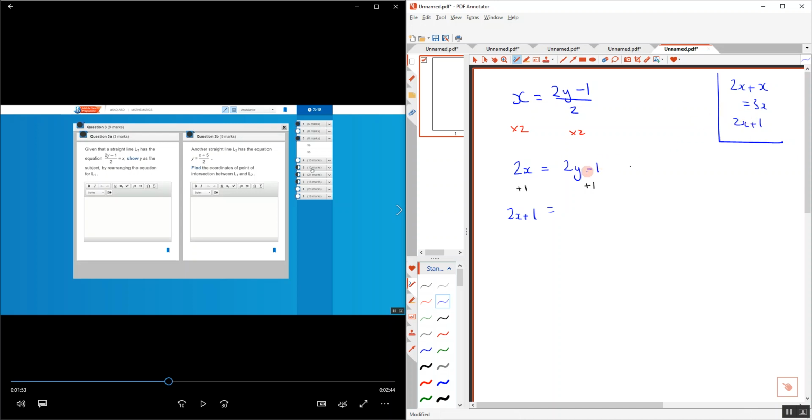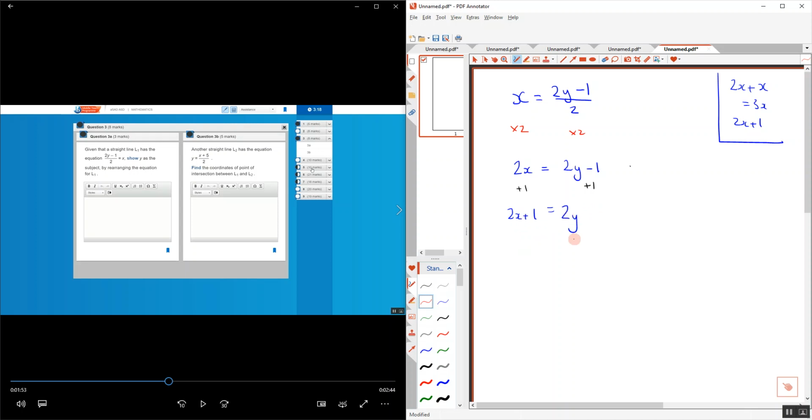So this would equal 2y on that side. Then what do I do? Remember, my aim is to get the y by itself. I want to get the y by itself, so what do I need to get rid of?